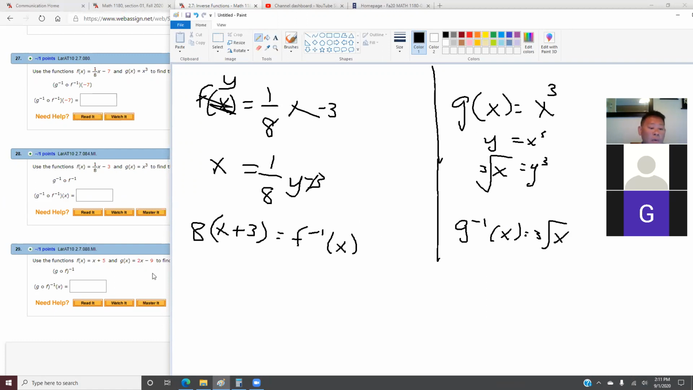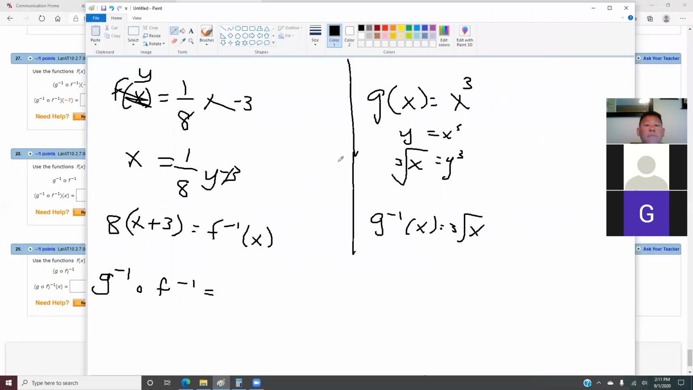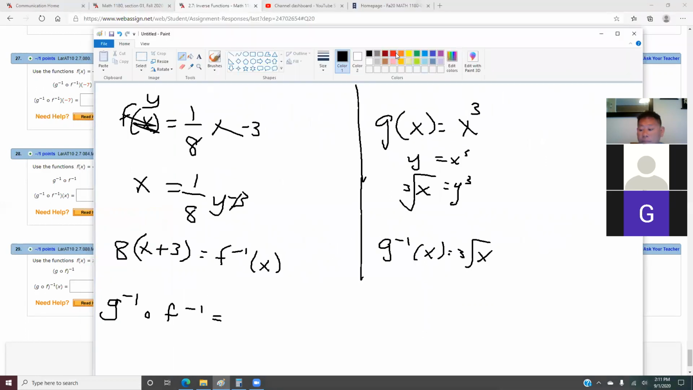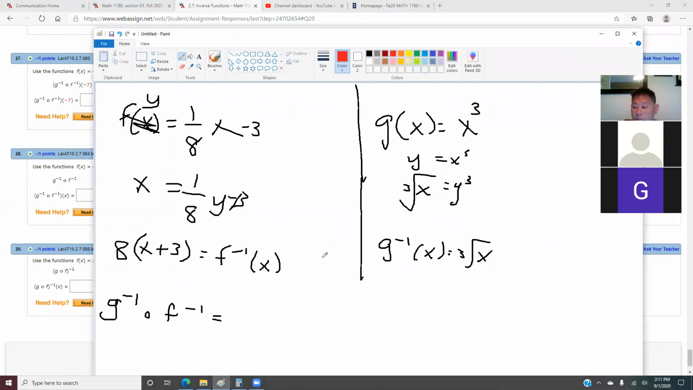So now you need to find g inverse composed with f inverse. What does that mean? Should we take the inverse of f and put it inside the inverse of g, or the inverse of g inside the inverse of f? Which one is it, f to g or g to f? If you look at this, f inverse comes last at the end there, right? So I take this whole thing and plug it in here. Put the inverse of f into the inverse of g.